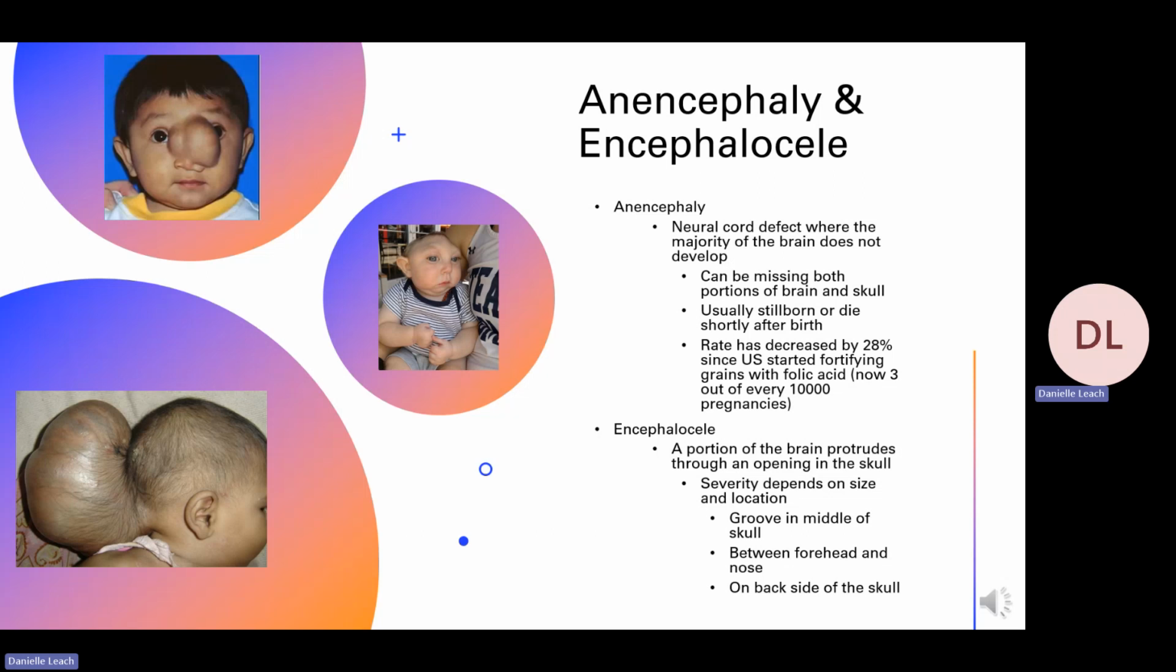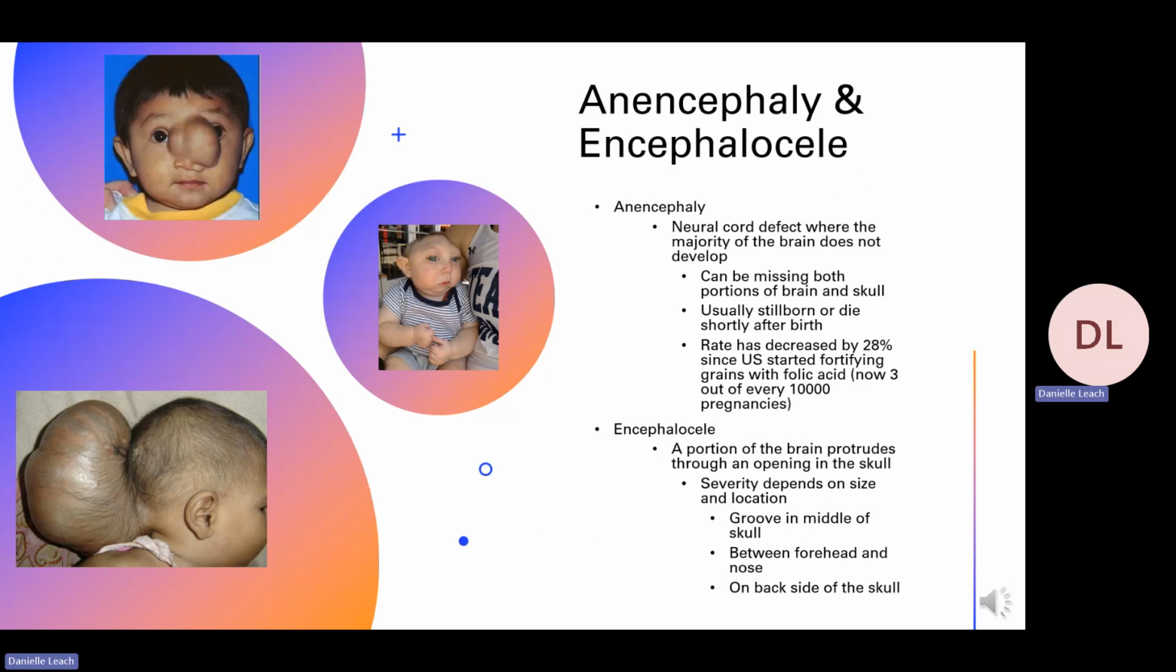Encephalocele is another neural tube defect where a portion of the brain is protruding through an opening in the skull. The opening in the skull can be in different areas. In these other two pictures on the screen, the top and the bottom picture, it can be a groove in the middle of the skull between the forehead and the nose, like that top picture, and on the back of the skull. Me personally, the only ones I've ever seen are on the back of the skull.